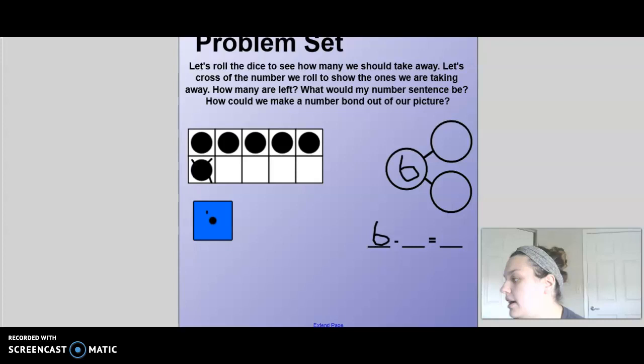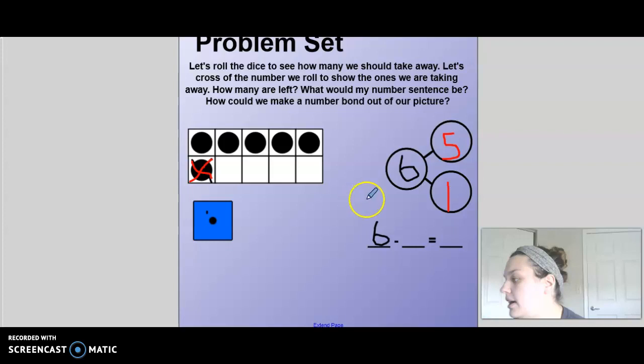Now I want you to finish your number bond, just your number bond, using your picture up here, using your 10 frame. Fill in your number bond. Very good. We crossed out 1, so 1 is one of my parts, and then I have 1, 2, 3, 4, 5. Now, go ahead and pause me again, and I want you to write your number sentence. I want you to write your number sentence as whole minus how many we took away equals how many are left.